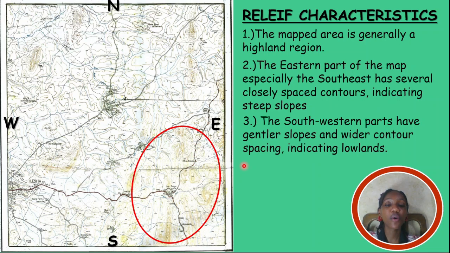Now in the southwestern part of our map, right here, we have gentler slopes with wider contour spacing, indicating more lowlands. If we look at this highlighted area and compare it with this place that we marked previously, it is obvious to notice the wide spacings between the contour lines. So the wide spacing indicates a gentler slope and lowlands.